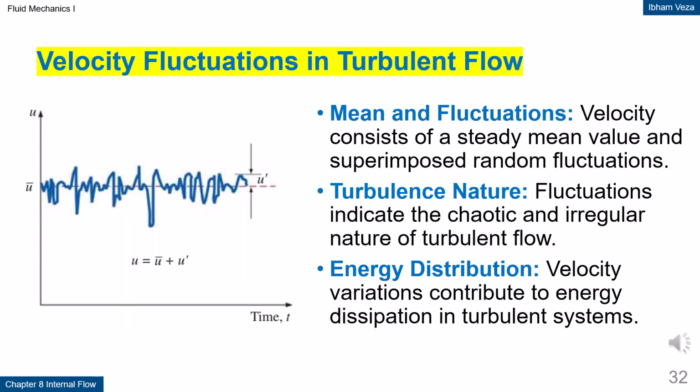Velocity fluctuations in turbulent flow. In turbulent flow, the velocity consists of a mean component and random fluctuations with time. These fluctuations reflect the irregular and highly dynamic nature of the flow. The velocity variations contribute to energy dissipation in the system. Physically, mechanical energy is converted into thermal energy through this process. Therefore, turbulent flow is always associated with larger energy losses.